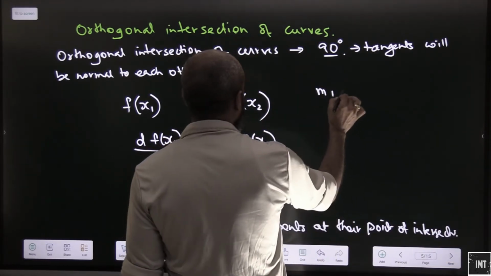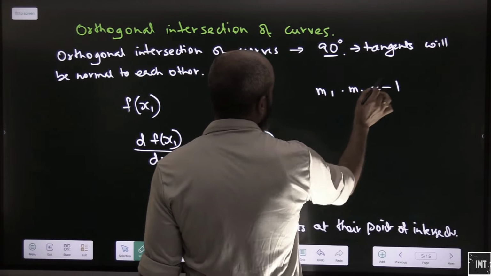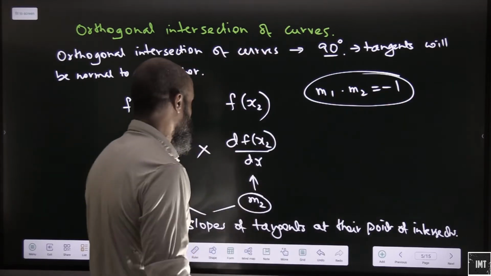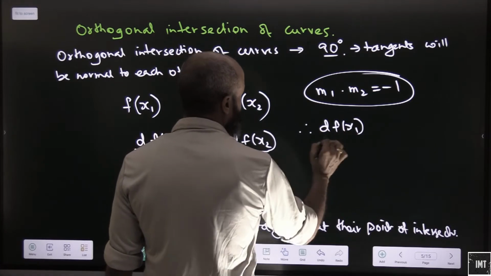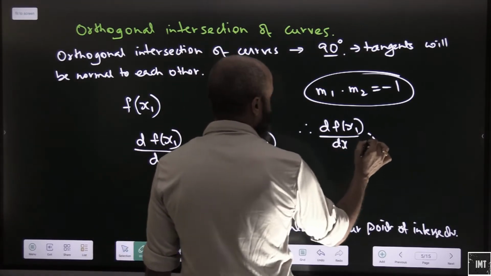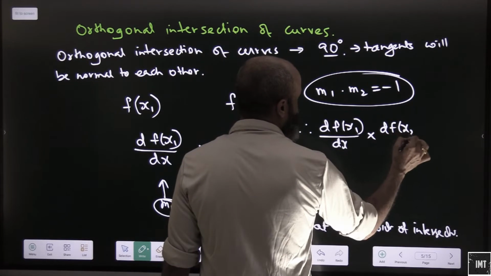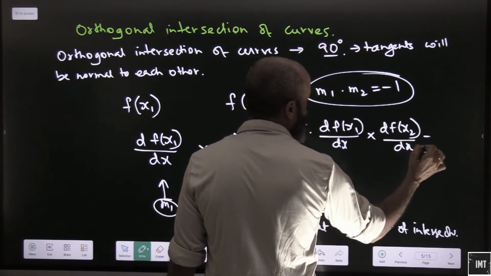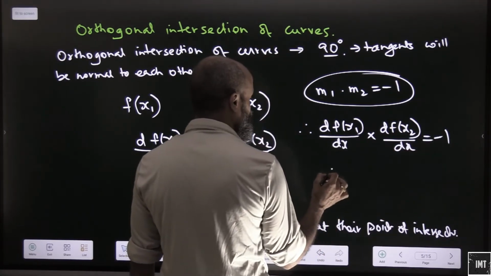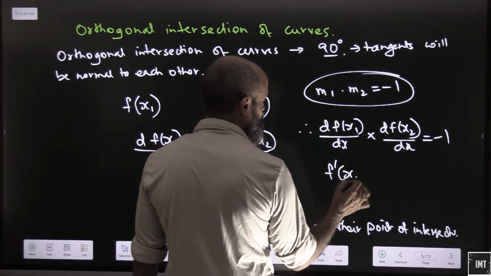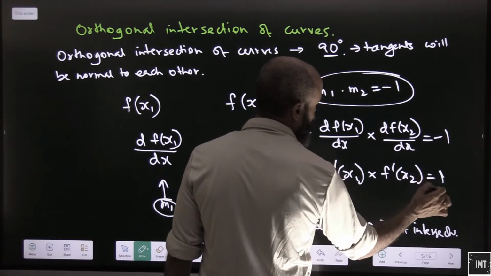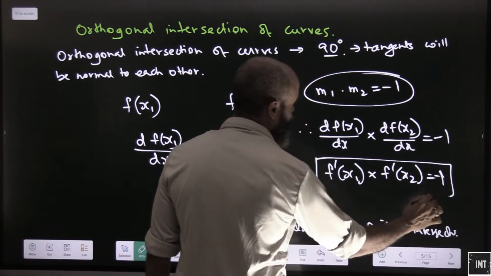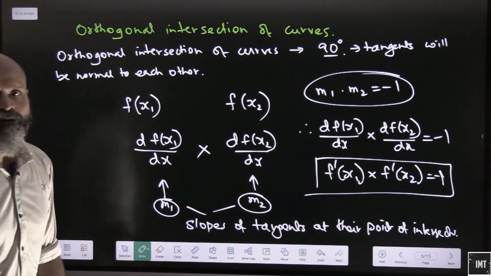So we will have m1 into m2 is equal to minus 1, because these two will be perpendicular lines. Therefore the necessary condition is d f(x1) by dx into d f(x2) by dx should be equal to minus 1, or we can say f dash x1 into f dash x2 is equal to minus 1.